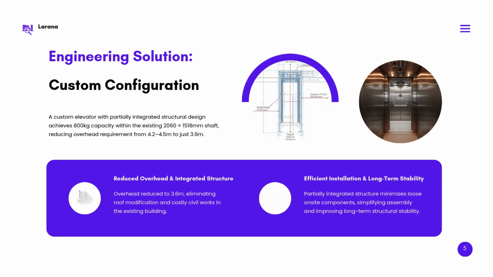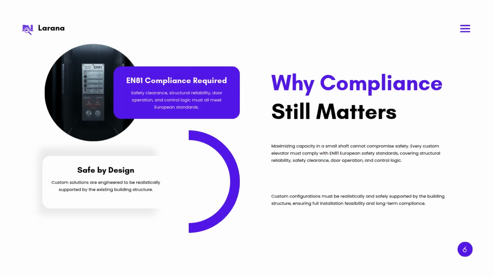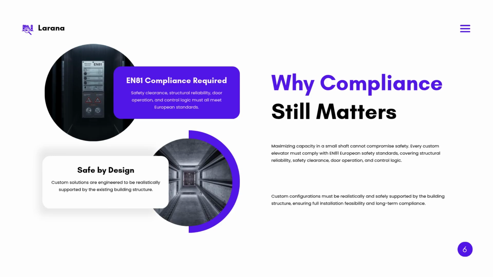Engineering solution for this project: EKCNE's engineering team developed a custom elevator configuration using a partially integrated structural design. The result was an EKCNE capacity elevator designed for the existing shaft. The required overhead was reduced, instead of the typical height required by many traditional commercial elevator configurations. This matters because lower overhead can help avoid roof modification, reduce civil work, and make the project more realistic for existing buildings. The partially integrated structure also helped reduce the number of loose components on site. That can make installation more efficient, reduce assembly complexity, and improve long-term structural stability.